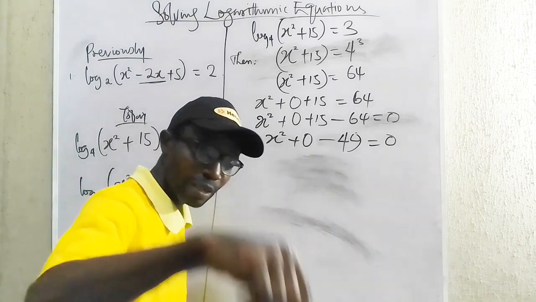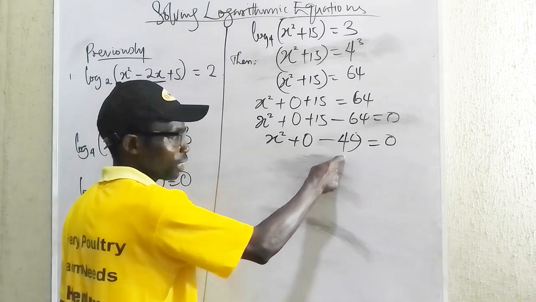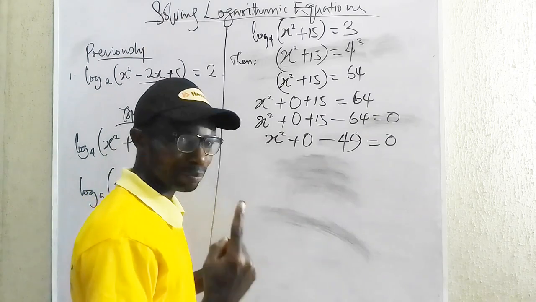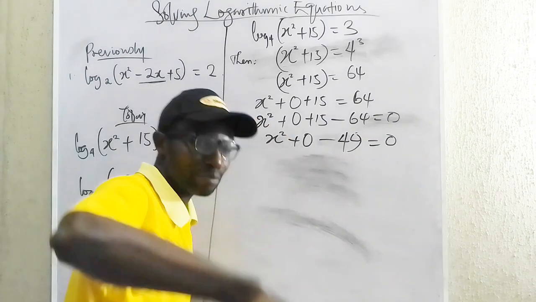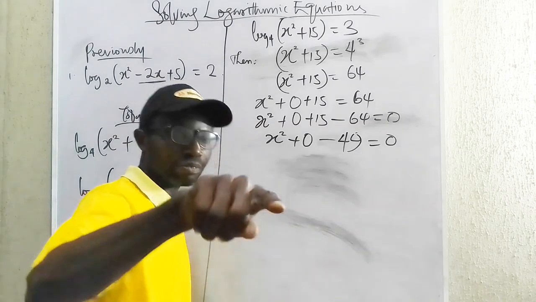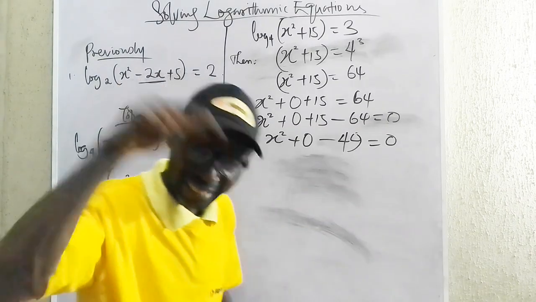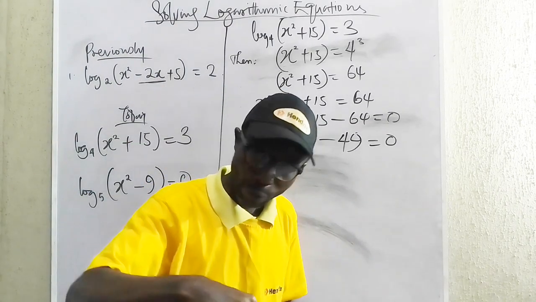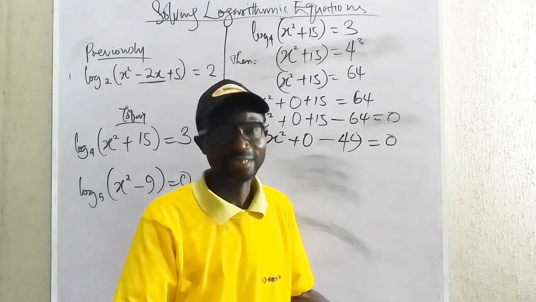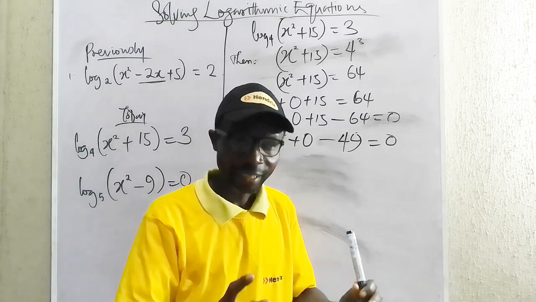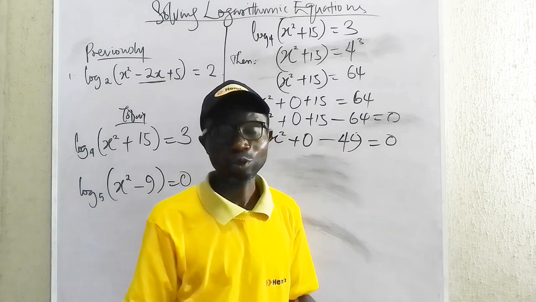Two numbers I'll multiply to give me 49, and when I subtract them, it will give me 0. It has to be that the number is the same, but their signs are different. The same number, but having different operation signs. That is why they will cancel each other to give 0.